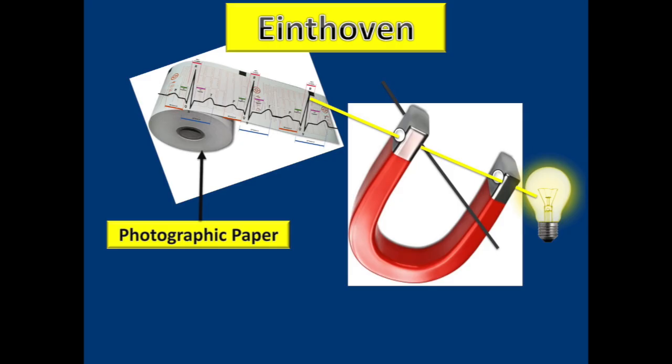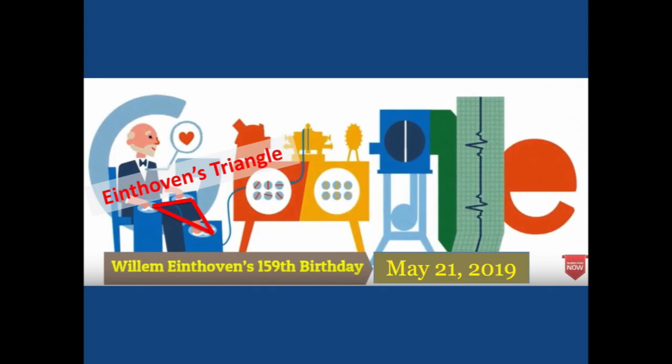That wire that wiggled was in a magnetic field that had holes in it. A light was shined through onto photographic paper, and again, that tracing came out with the familiar waves that we see in an EKG that we're going to be talking about in just a little bit. Notice that between his right arm, his left arm, and his left leg is what's called Einthoven's triangle, and we still use that term to this day.